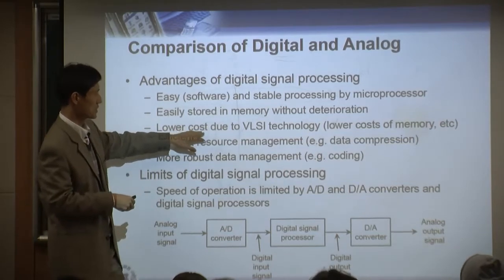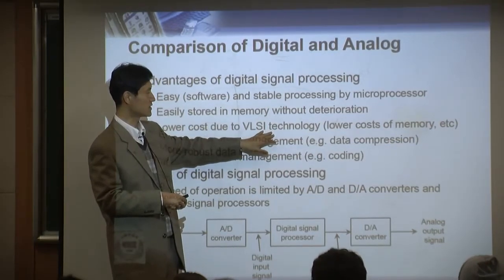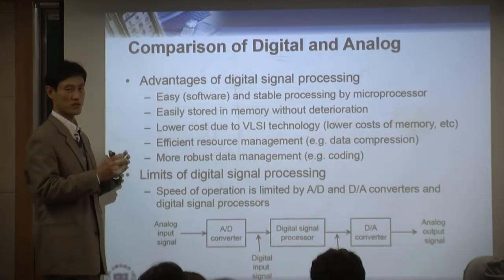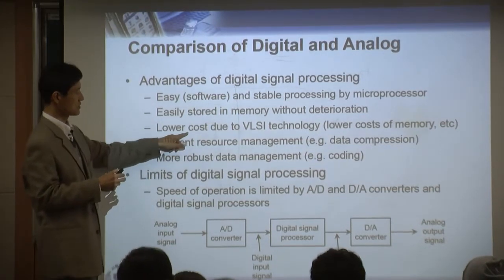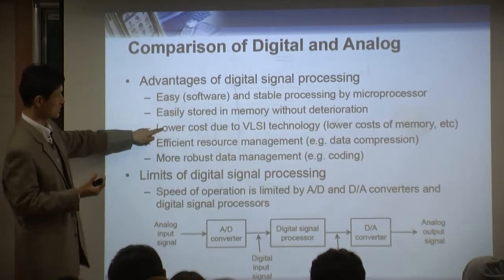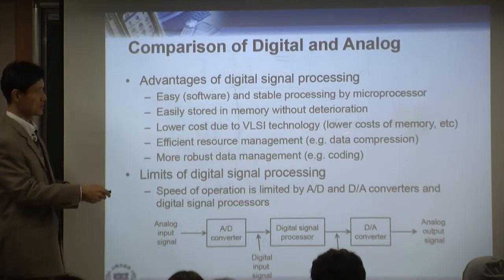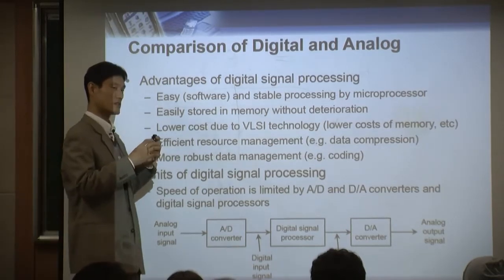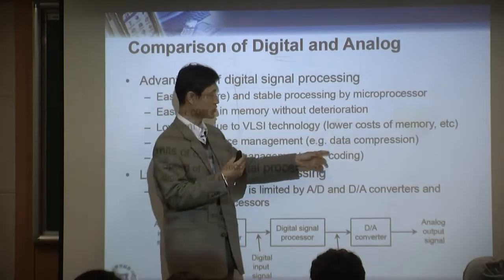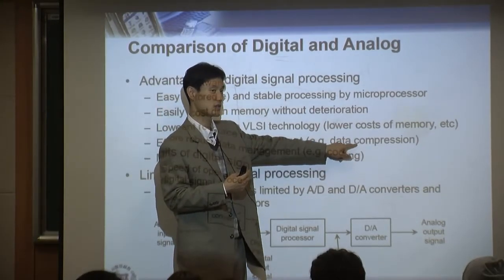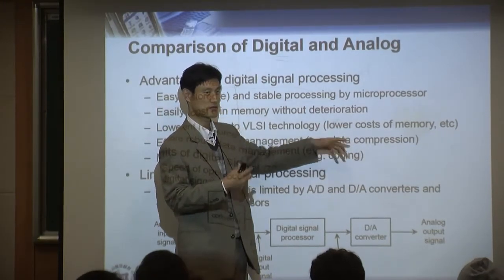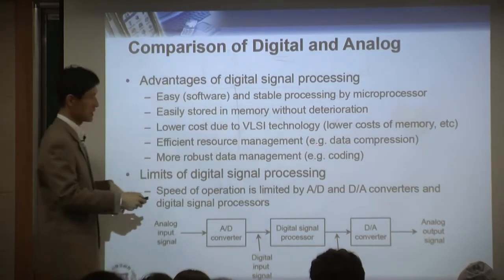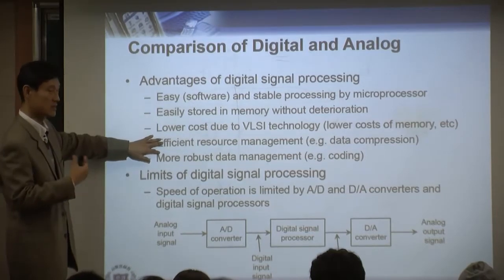Lower cost because of VLSI technology. So your hardware is very cheap, especially digital hardware. It's very cost efficient. And efficient resource management, something like this. We're going to talk about this one a little bit later. But when you look at the signal in digital, you can always use some technique like compression. You know compression, right? Zip, like in a computer. Compressing. That's always possible in digital form.